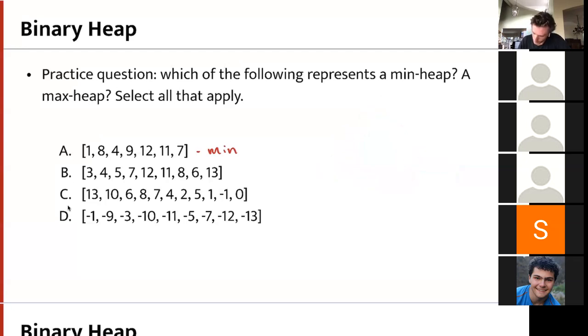Okay. So for B: 3, 4, 5, 7, 12, 11, 8, 6. Okay, this just broke the constraint. Julia says B is neither, C and D are max heaps. Okay, so we'll do them all together. Anyways, I'm glad that you all tried it.